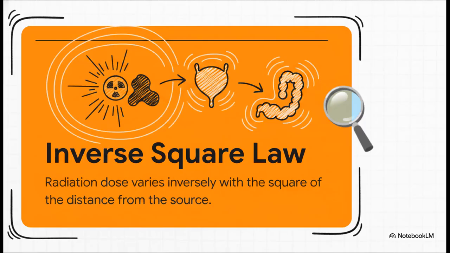The inverse square law is incredibly important, especially for something called brachytherapy, where we place the radiation source right inside or next to the tumor. All it means is that the radiation dose drops off very fast as you move away from the source. So if you double the distance, you don't get half the dose, you get 1/4. This is amazing because it lets us blast the tumor with a lethal dose, while the dose to nearby healthy organs like the bladder and rectum falls off really quickly, keeping them safe.